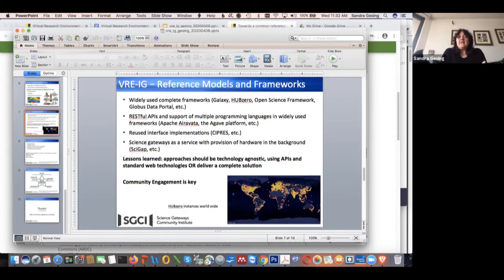For example, the Galaxy framework has a fantastic outreach in the biomedical community. Even though it's a generic framework you can use for different domains, it's not bound by the technology to one domain, but the first uptake was in the biomedical community, and that is still the biggest community for Galaxy.